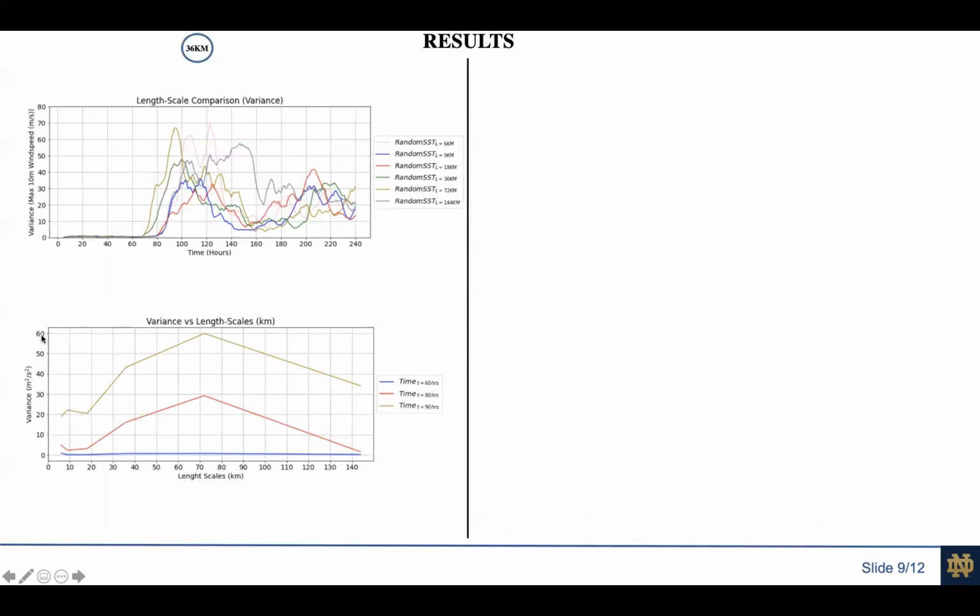We made a plot of the variances of this 10-meter wind speed versus the length scales, and we can see much more clearly that the maximum variance is seen for the length scale of 72 kilometers, and for lower length scales, we have minimal variances. The same thing is seen here for larger length scales of about 144 kilometers, suggesting an interesting feature going on for the length scale of 72 kilometers, which shall be investigated further.